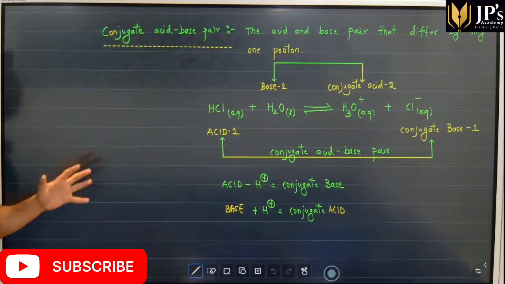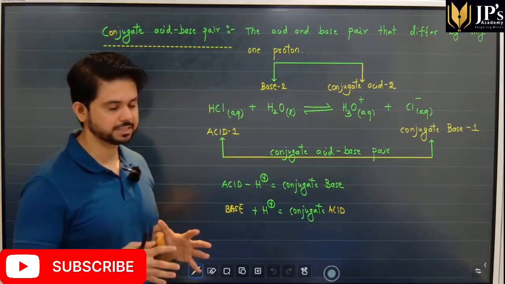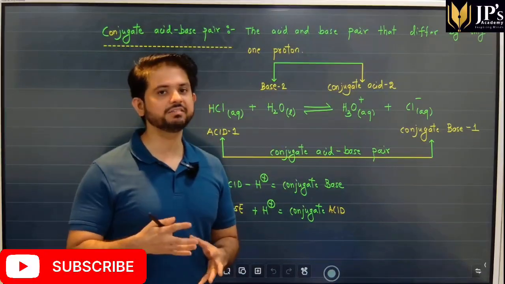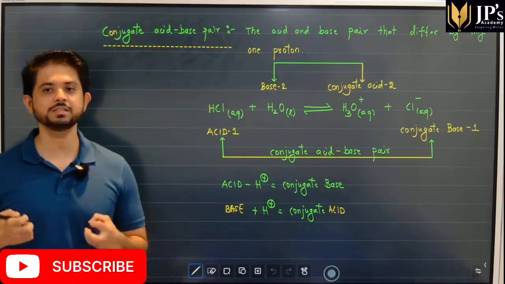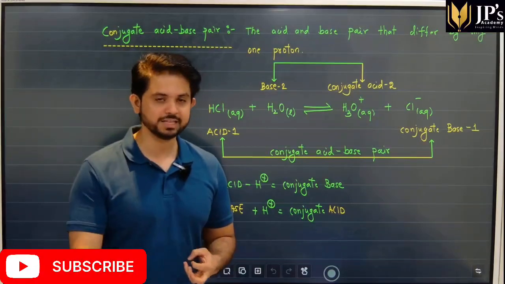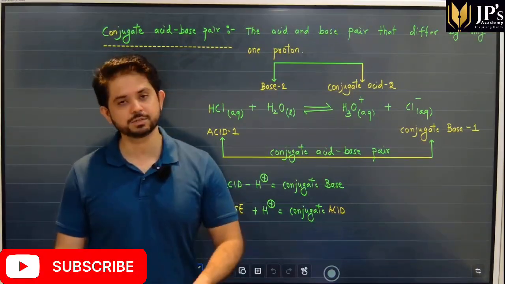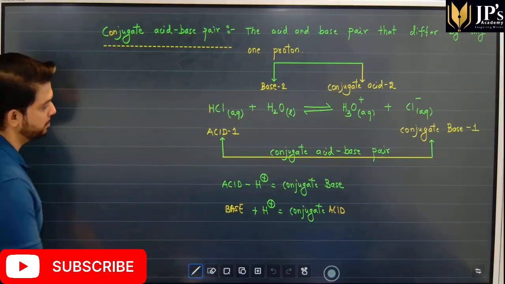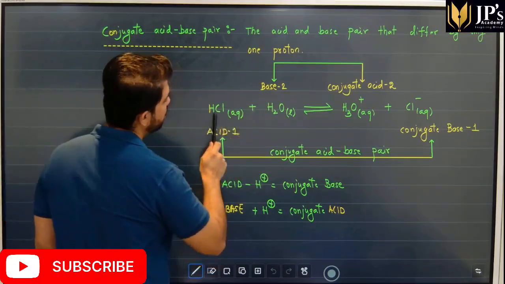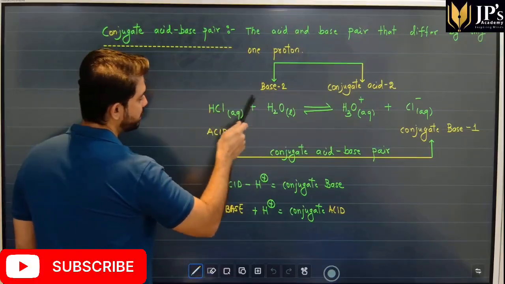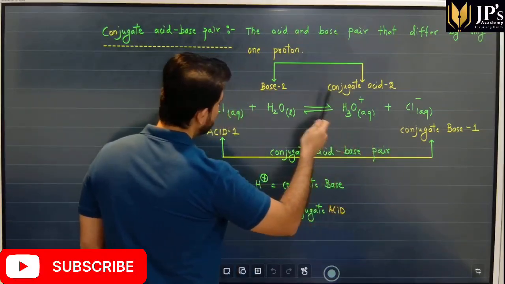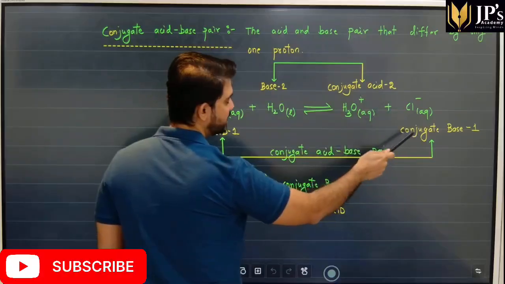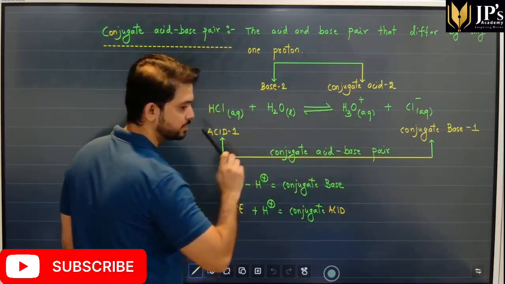Next, what are conjugate acid-base pairs? Now students, from an acid, wherever you remove an H plus, you get its conjugate base, and whenever you add an H plus to a base, you get conjugate acid. For example, over here it is HCl plus H2O. When this HCl gives H plus, it becomes Cl minus. So HCl and Cl minus are called conjugate acid-base pair.